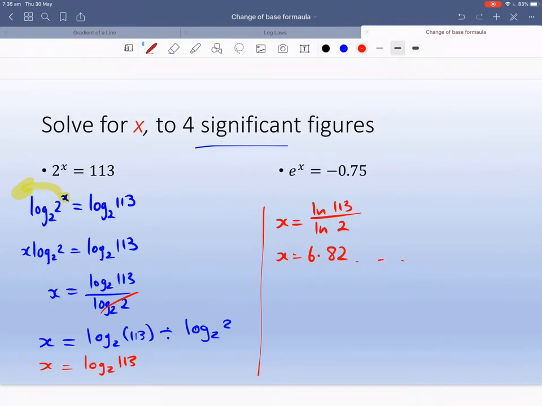I haven't even answered the question properly. It says to 4 significant figures. There we go, I've done it to 4 significant figures.